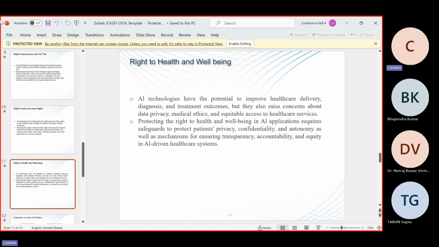Next is the right to health and well-being. AI technologies have the potential to improve healthcare by utilizing day-to-day data and advancement in technology, but they also raise concerns about data privacy, medical ethics, and equitable access to healthcare services. Sharing personal data for the purpose of advertisement can again affect the right, and protecting the right to health and well-being is again affected.